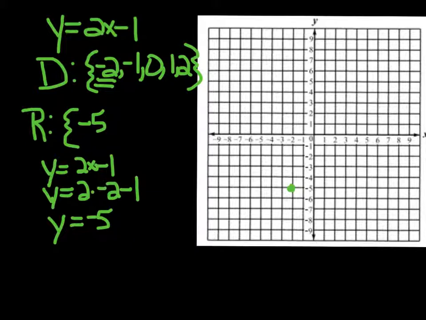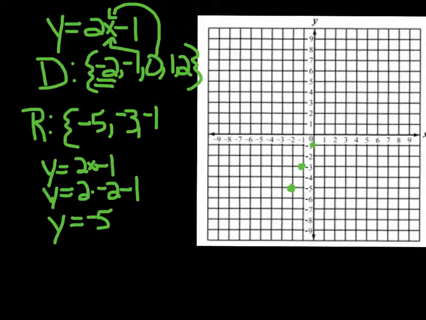The next member of the domain is -1. So we're going to take -1, substitute it in for x. 2 times -1 is -2, minus 1 is -3. So that's the next member of the range. Okay, so when x is -1, y is -3, and we can put that on our coordinate plane. Now we're going to use 0. We're going to take 0, put it in for x. 2 times 0 is 0. Minus 1 is -1. So when x is 0, y is -1. So we can put that on the coordinate plane.